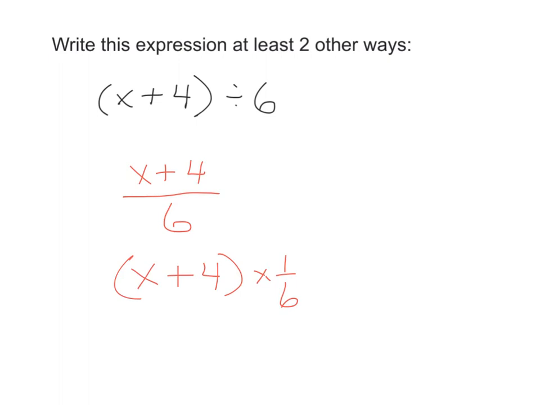We could say 4 plus x, all divided by 6. Or since multiplication is commutative, I could also say 1/6 times x plus 4. Again, putting the x plus 4 in parentheses, and when I have nothing here, this means a 6 times that.